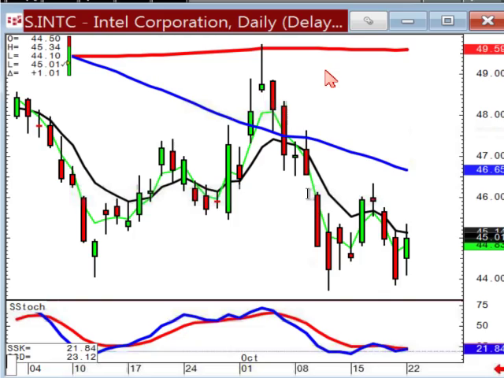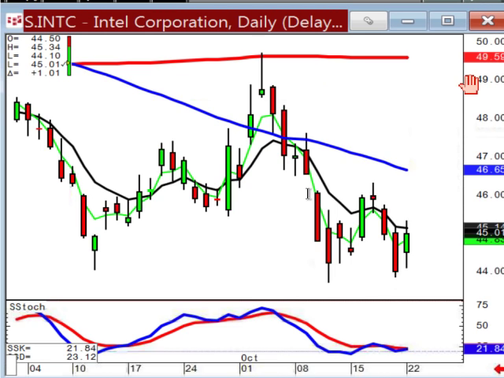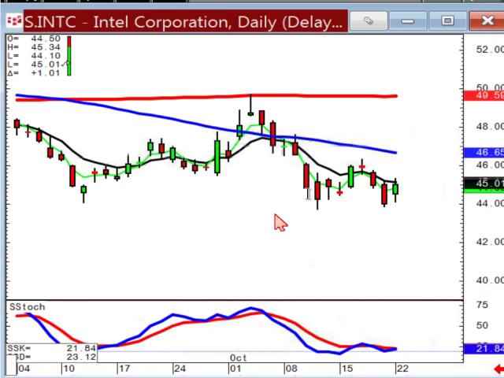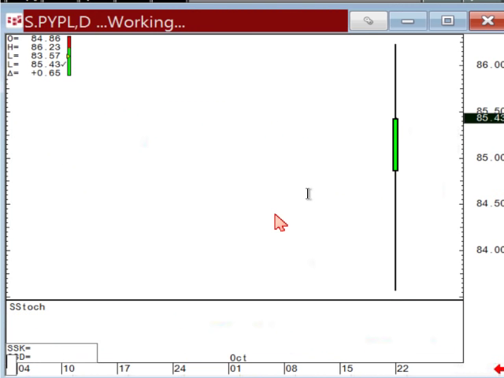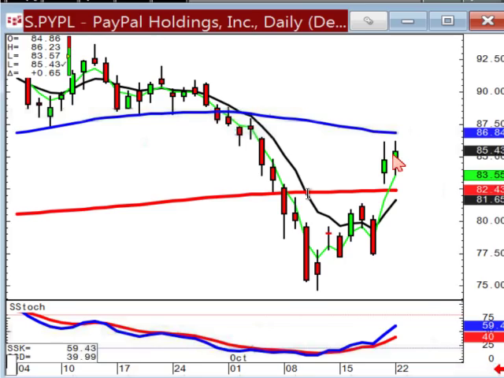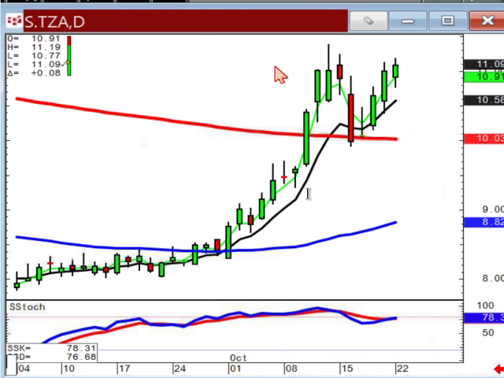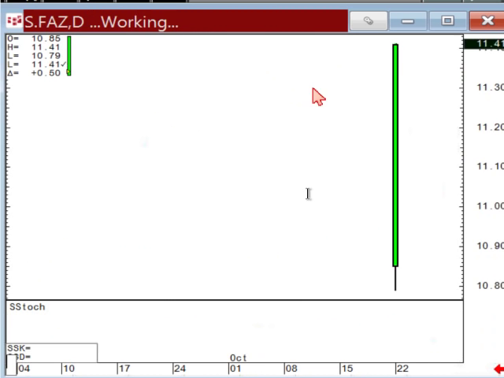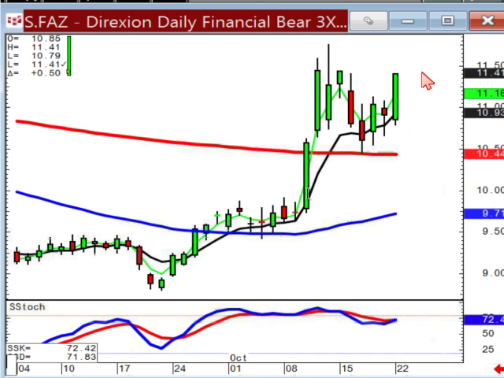Intel, nothing. Intel is just a toughie to trade because it really never has any major trend. It's too much of an institutional trader. PayPal had kind of a kicker signal yesterday. You stay long on this one. Stay long, J-hook pattern. And FAS, same thing. The bearish financials, J-hook pattern, stay long, as long as it stays above the T-line.